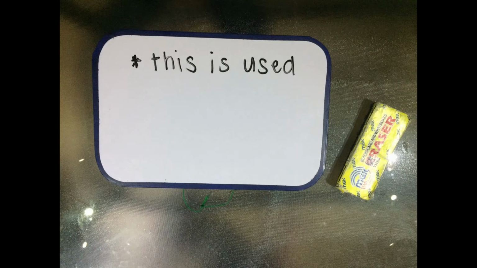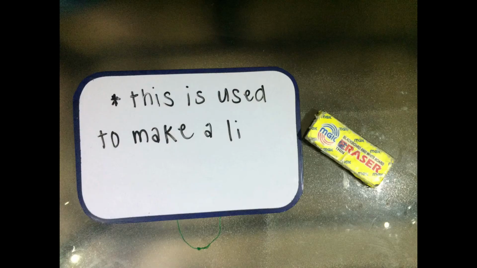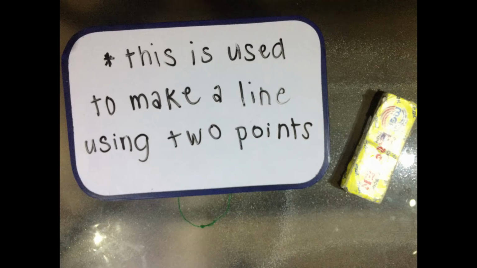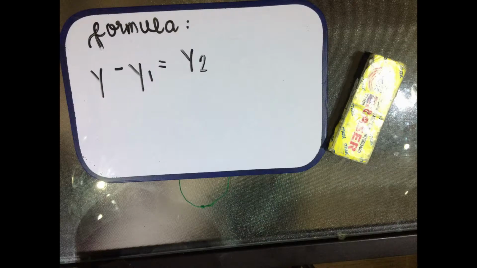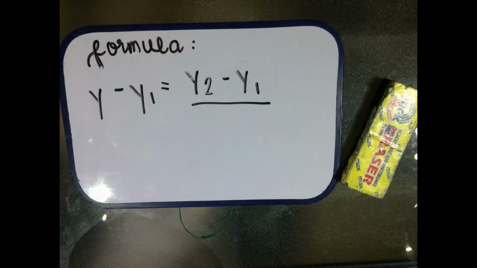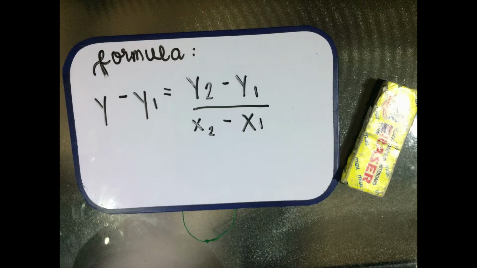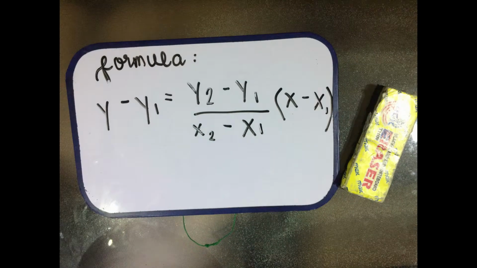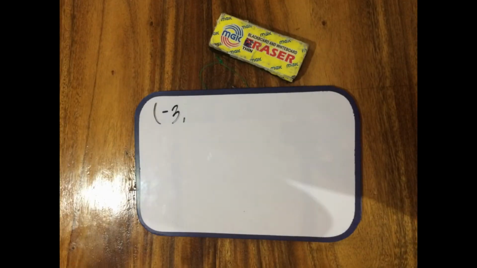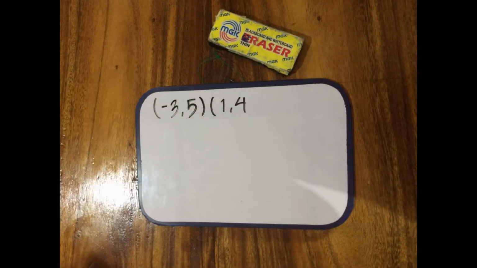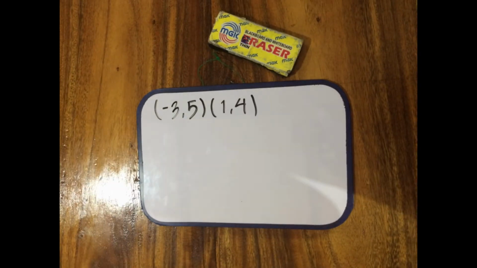This is used to make a line using 2 points. The formula in getting the 2-point form is y minus y sub 1 is equal to y sub 2 minus y sub 1 over x sub 2 minus x sub 1 times x minus x sub 1. The given points are negative 3, 5, and 1, 4.